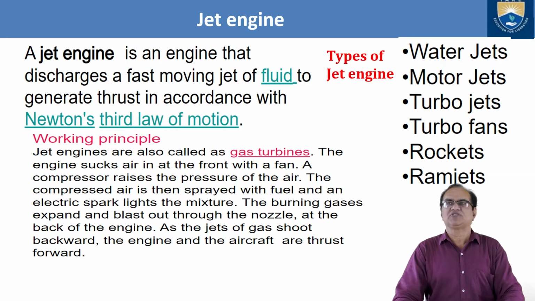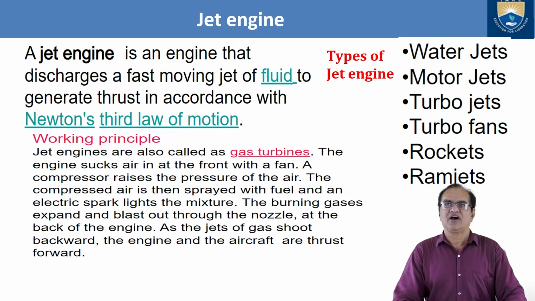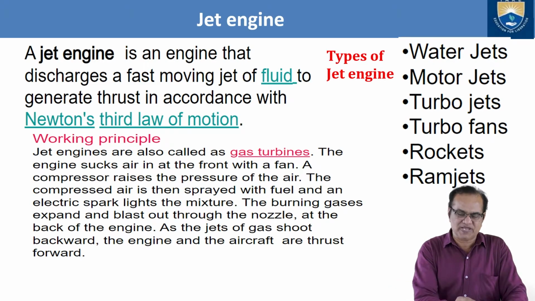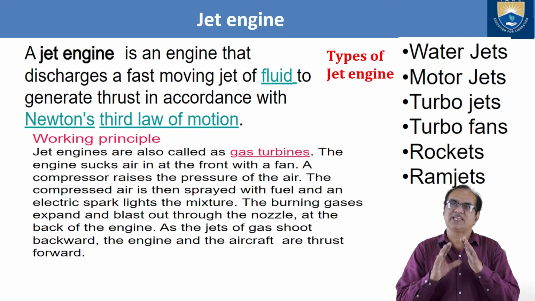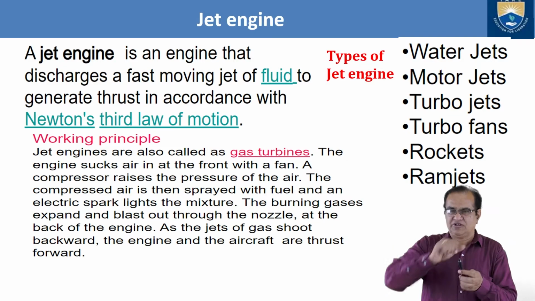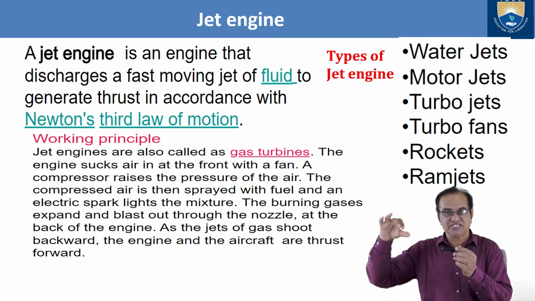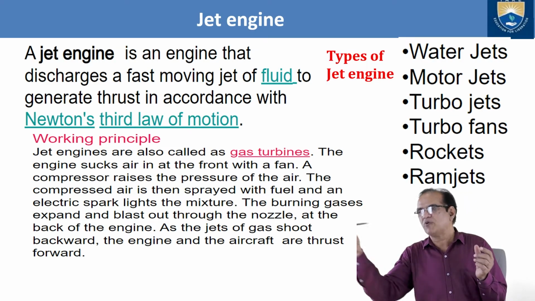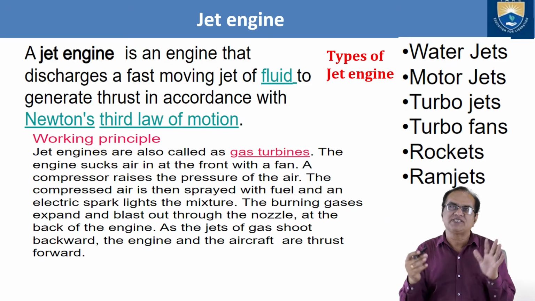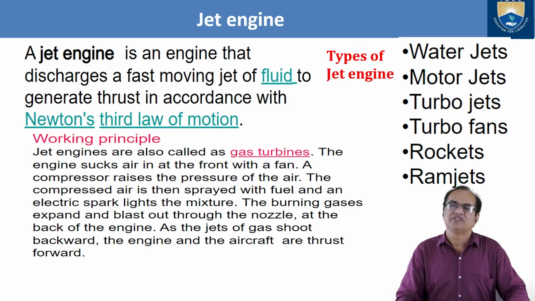Now I will talk about the jet engine. A jet engine is an engine that discharges a fast moving jet of fluid to generate thrust in accordance with Newton's third law of motion. Just now I have explained. So the jet engine works on action and reaction. The jet is put outside, the aircraft will go opposite to that. So this principle was used for the jet engine.